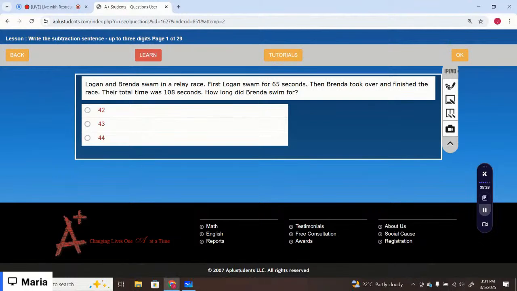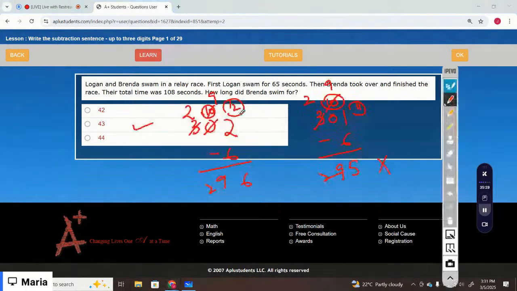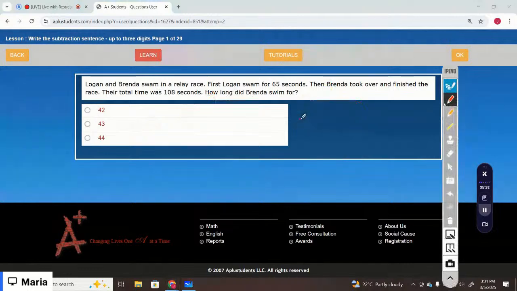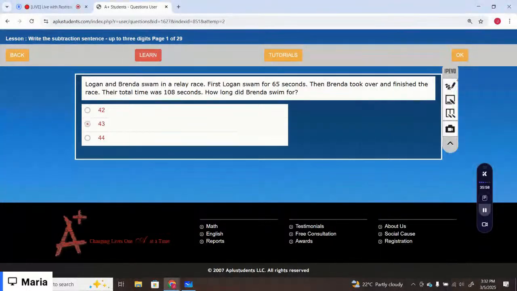So Logan swam for 65 seconds and the total was 108 seconds. You need to find how long Brenda swam, so you have to subtract. We have to do 108 minus 65. 8 take away 5 is 3. 10 take away 6, that is 43. Option number 2 is the correct option.